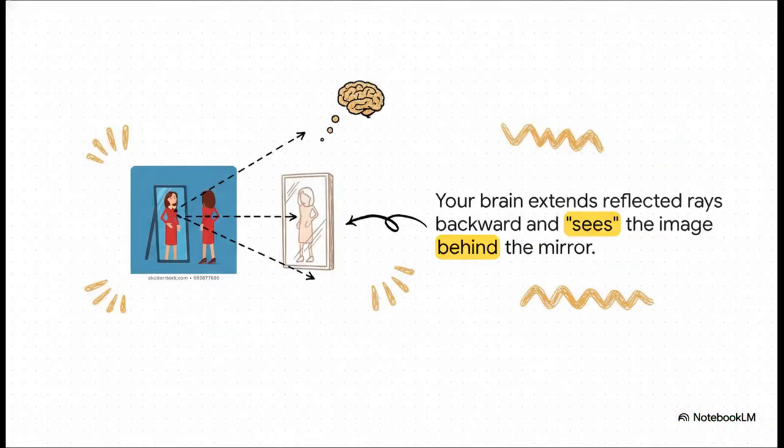Okay, now here's where things get a little weird. Because the real magic trick, it's happening inside your own head. See, when light from your face hits that mirror and bounces into your eyes, your brain doesn't actually know it bounced. It's wired to think light always travels in a straight line. So your brain traces those reflected rays backward in a straight line to a point that looks like it's behind the mirror. And that's where it creates the virtual you that you see staring back.